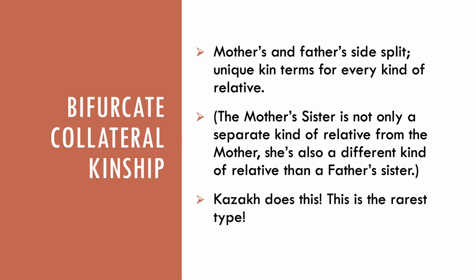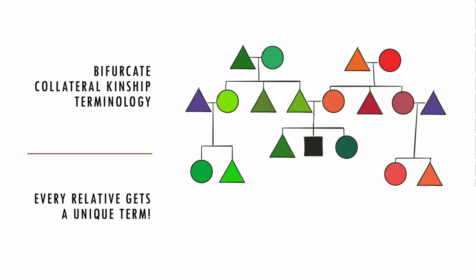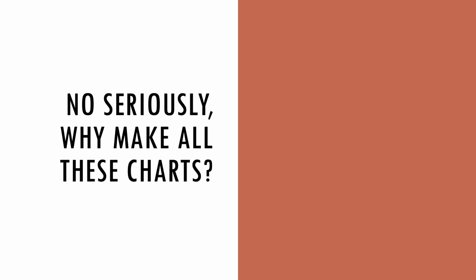Kazakh does this, and this is the rarest type. And frankly, I find it really hard to visualize, except by trying to give every different kind of relative a slightly different color. Because every relative gets a unique term, or at least every type of relative gets a unique term. So, have we answered the question yet? Why do we make all of these charts?